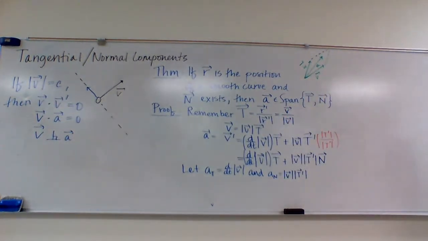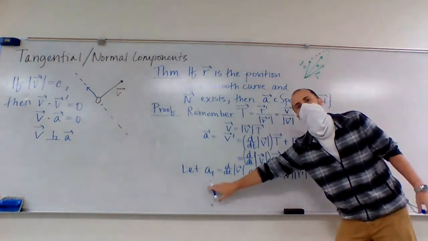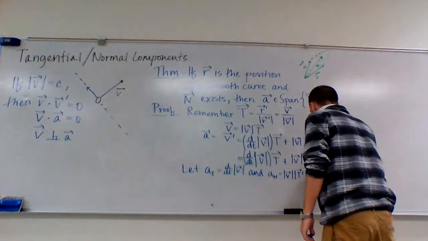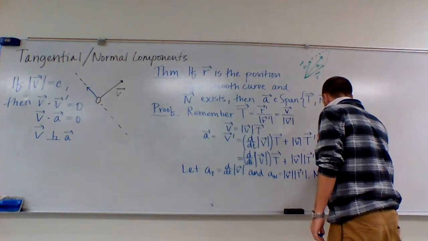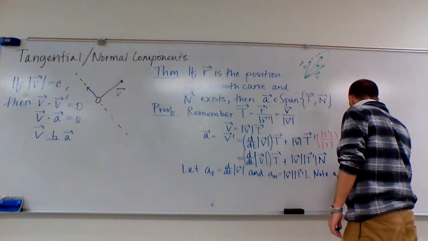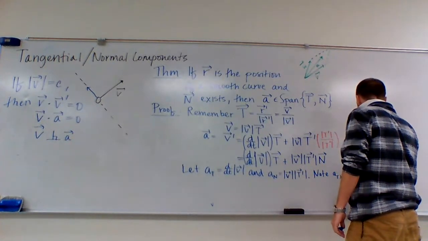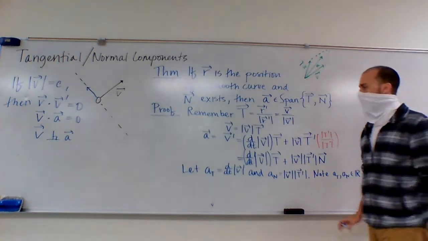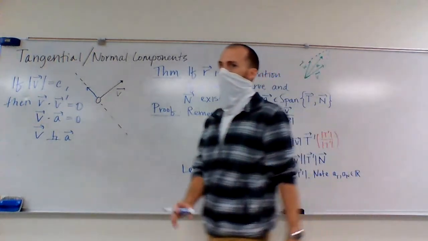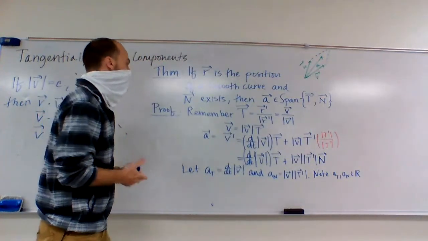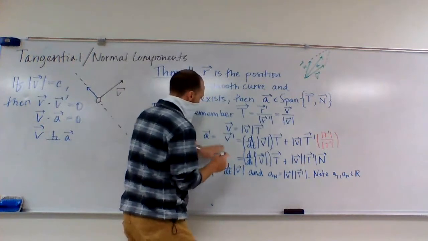I am asking you to note that both of these are real numbers, a sub T and a sub N. So I'm going to say note AT and AN are elements of the reals. They're lengths of vectors. They're the derivative of a length of a vector. The derivative of a real valued function will certainly be real valued. And so I can say, this line, this is still equal to A.